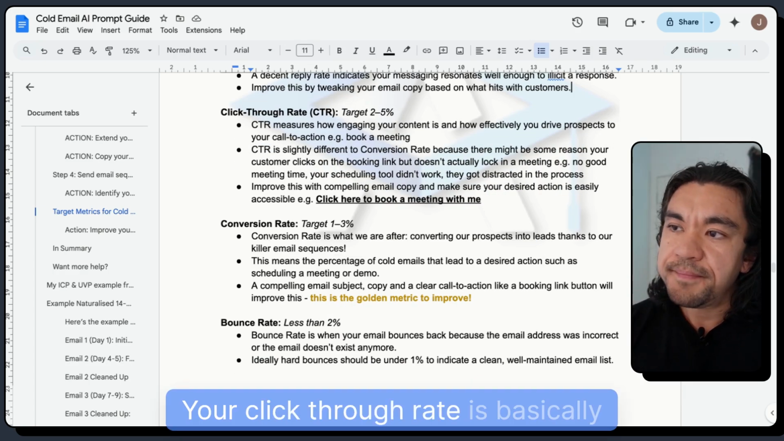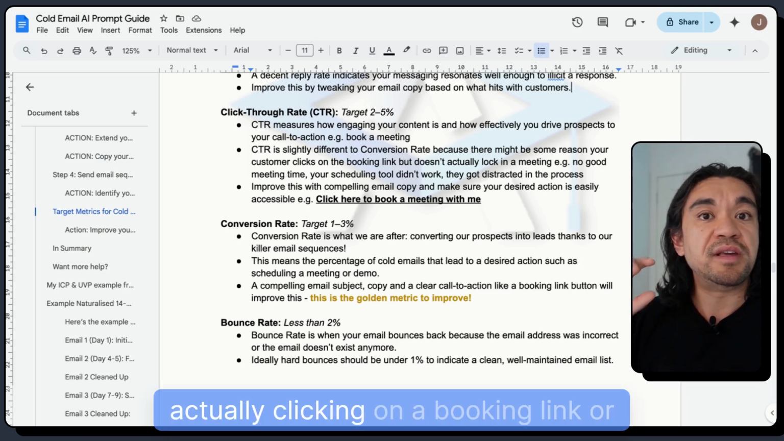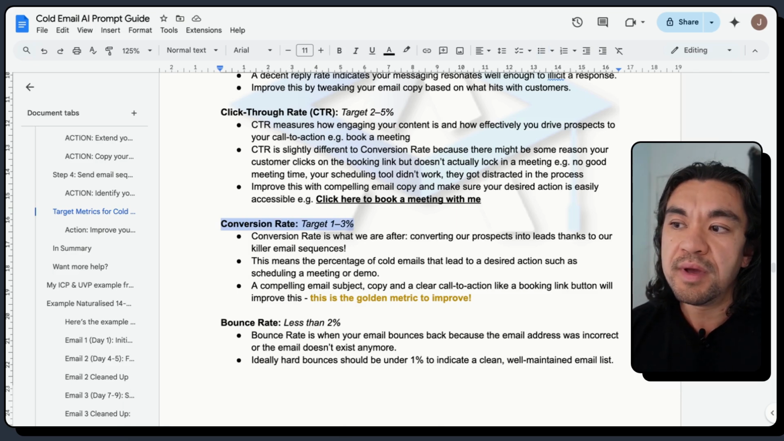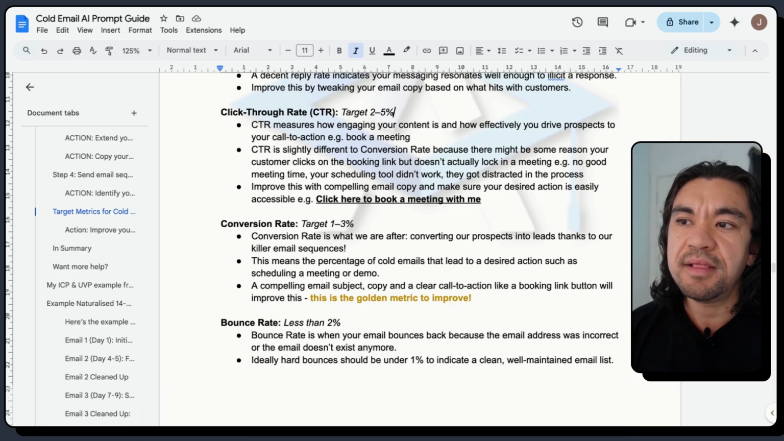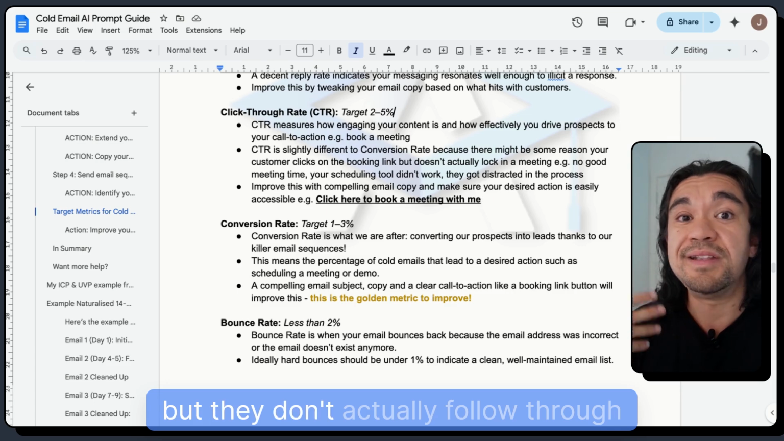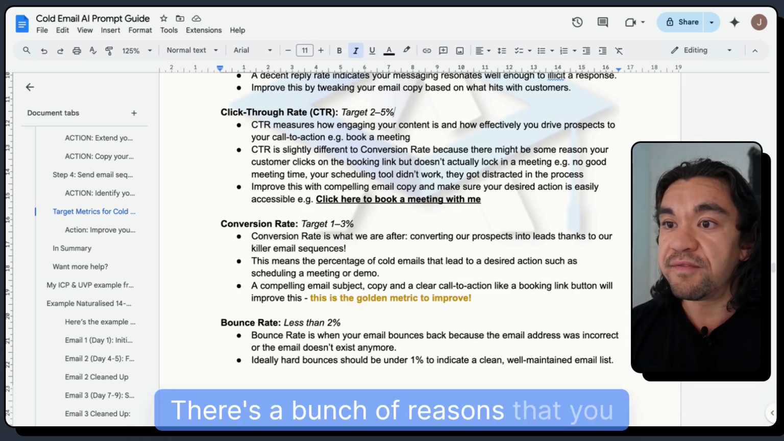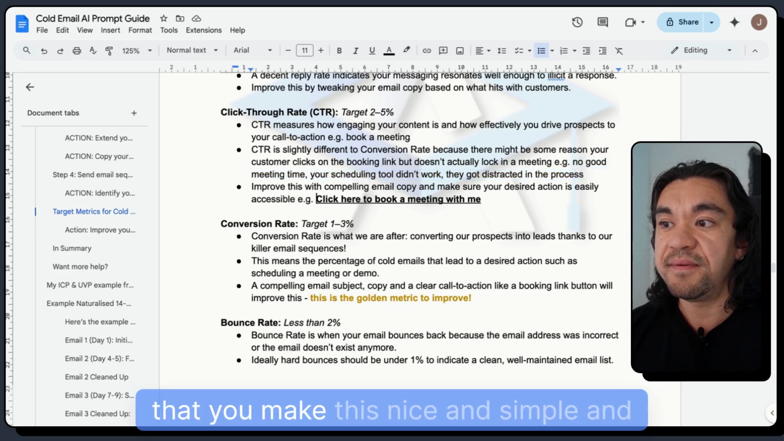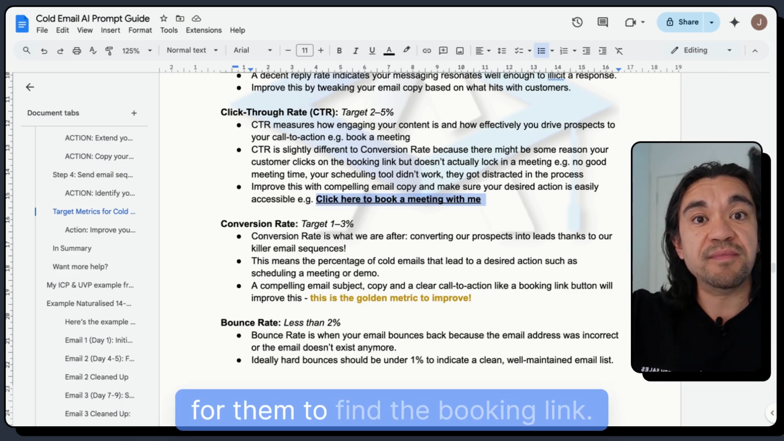Your click-through rate is basically understanding if your customers are actually clicking on a booking link or even converting into a lead and asking for a meeting or a conversation. But the click-through rate is slightly different because if you have a booking link, they might click on the link to try and book something, but they don't actually follow through with booking the meeting. For what that is, we're not too sure. There's a bunch of reasons that you could have here. And ideally, you just want to make this nice and simple and really direct, a visual cue for them to find the booking link.